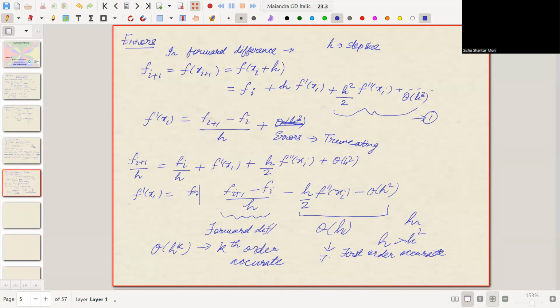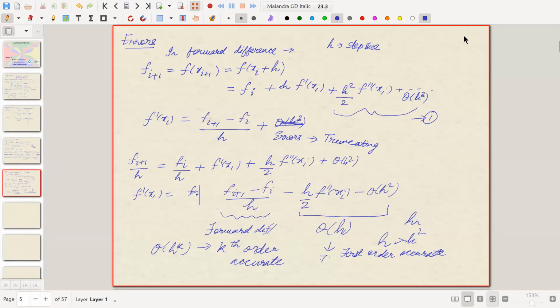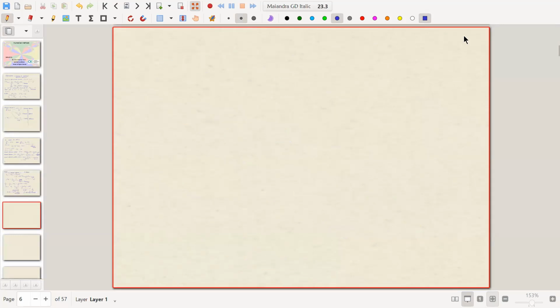So you can appreciate better which one is the best. We just saw that forward difference is order of h, that means h to the power 1, so it is a first order scheme. Now we are interested in checking what is the order for backward. Finding the order of accuracy for backward difference is your task. Next class I will ask.